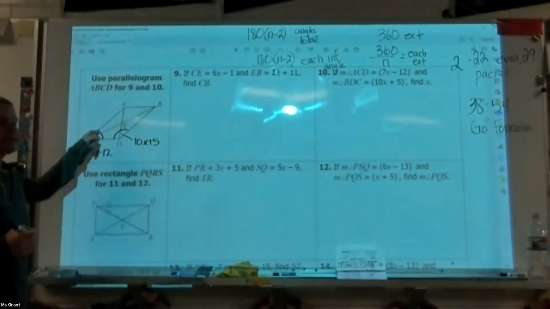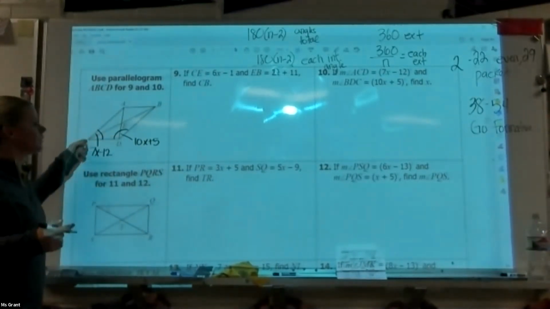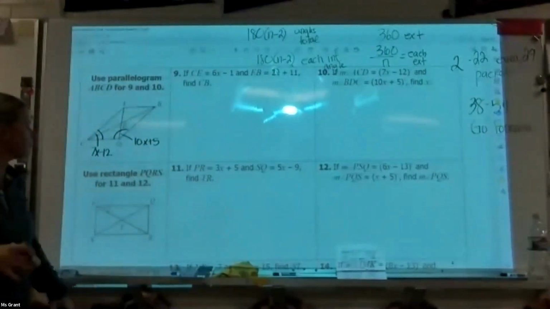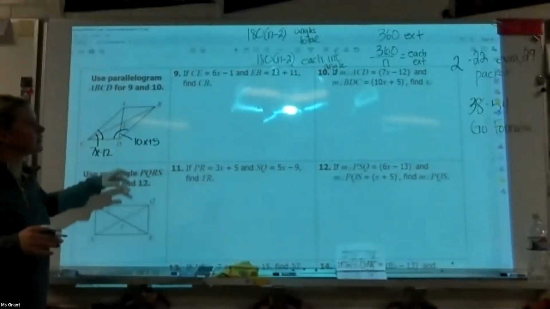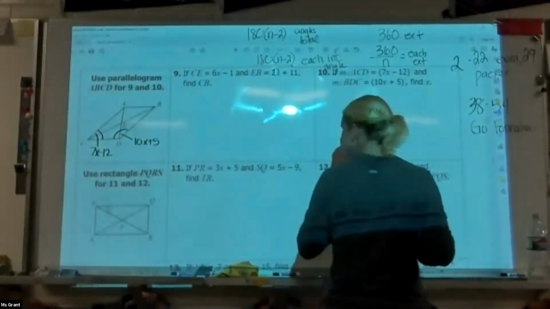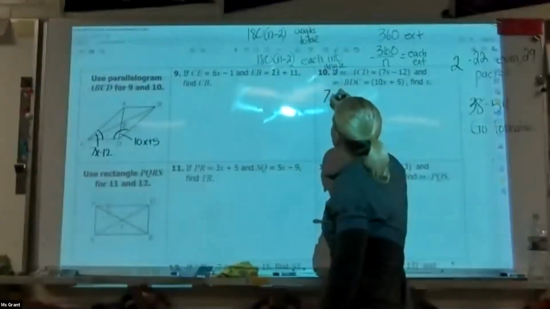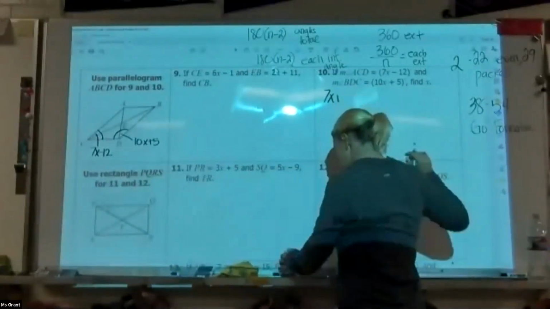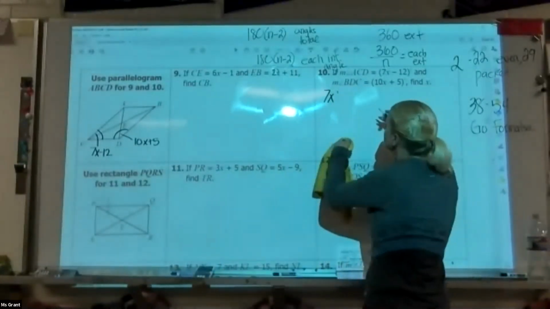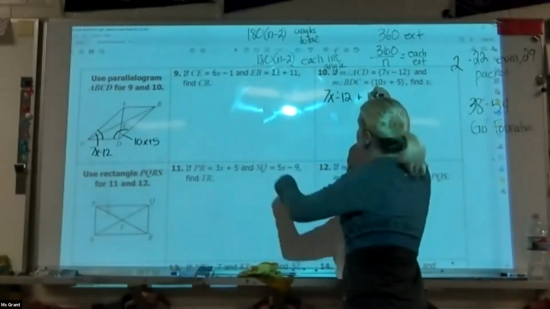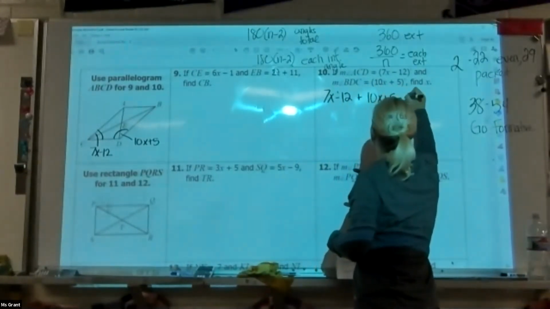Well, what did we say about consecutive angles? Someone tell me on Zoom. Well, everyone's on Zoom. I'm alone in this room. What did we say about consecutive angles? They're supplementary. Supplementary means add up to 180. So I'm going to do the two angles, 7x minus 12 plus 10x plus 5 equals 180.